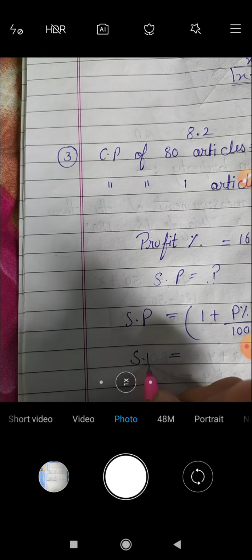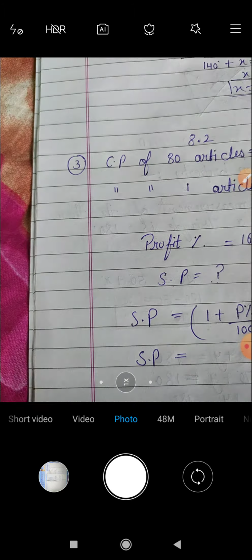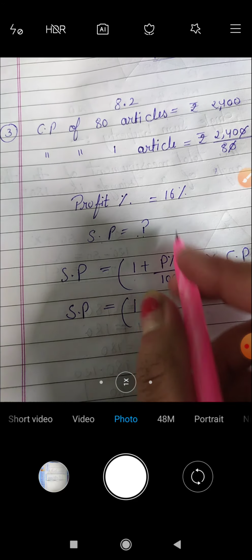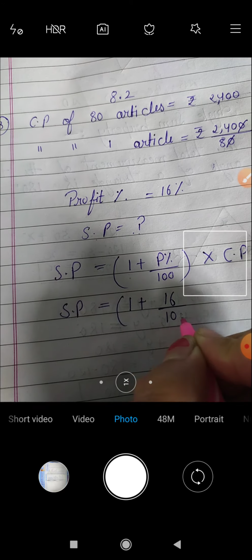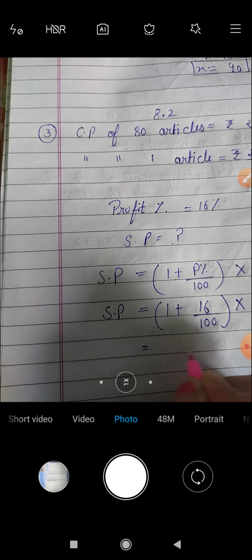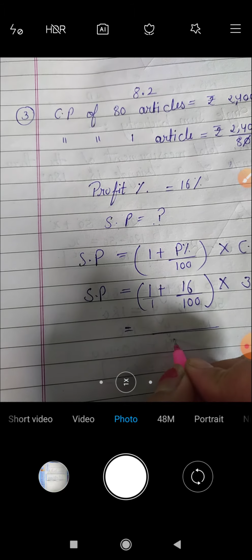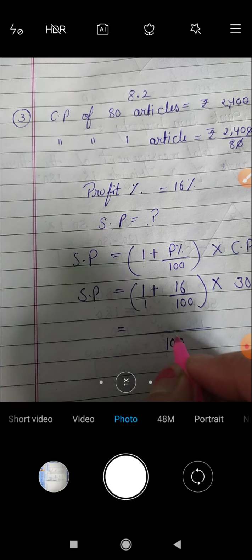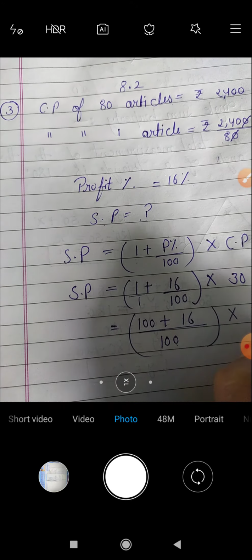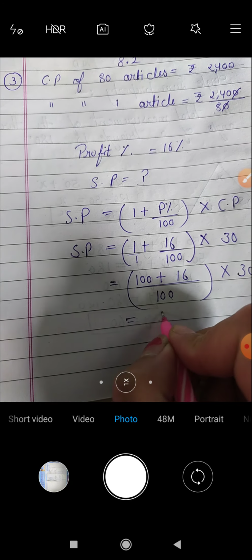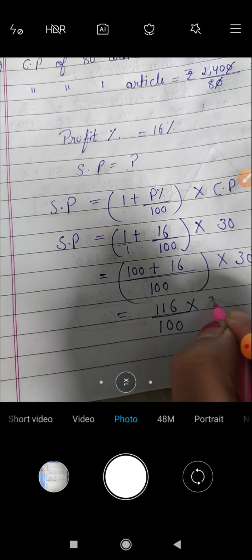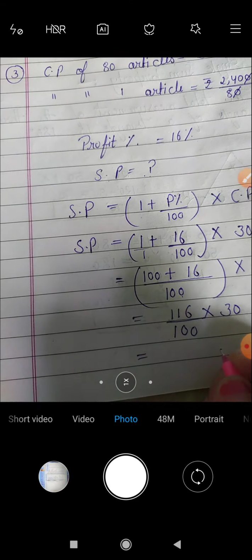Now place all the values from the question, and we have 1 plus, what is the profit percent? It is 16%, divided by 100, multiplied by CP, means multiplied by 30. Take the LCM of 1 and 100, and the LCM of 1 and 100 is 100, and we have 100 plus 16 in the numerator, multiplied by 30. Now we have 116 in the numerator, 100 in the denominator, and we multiply this term by 30.